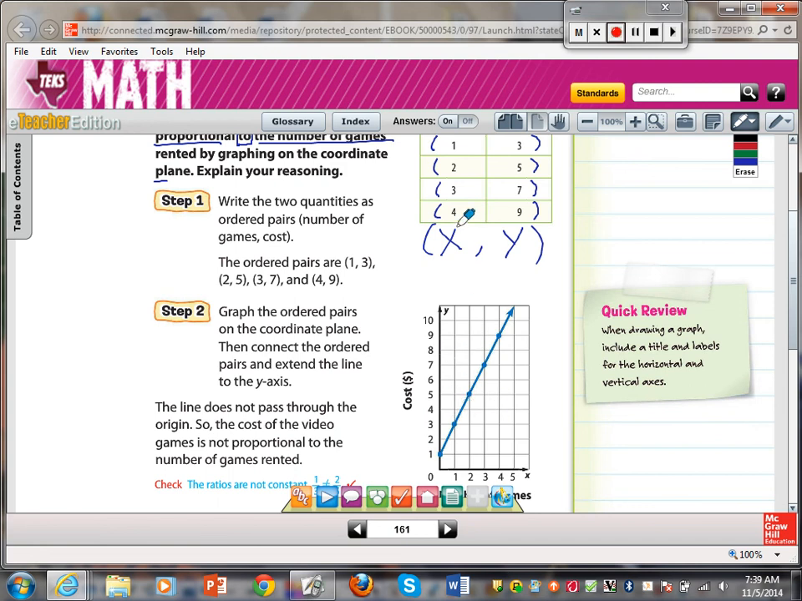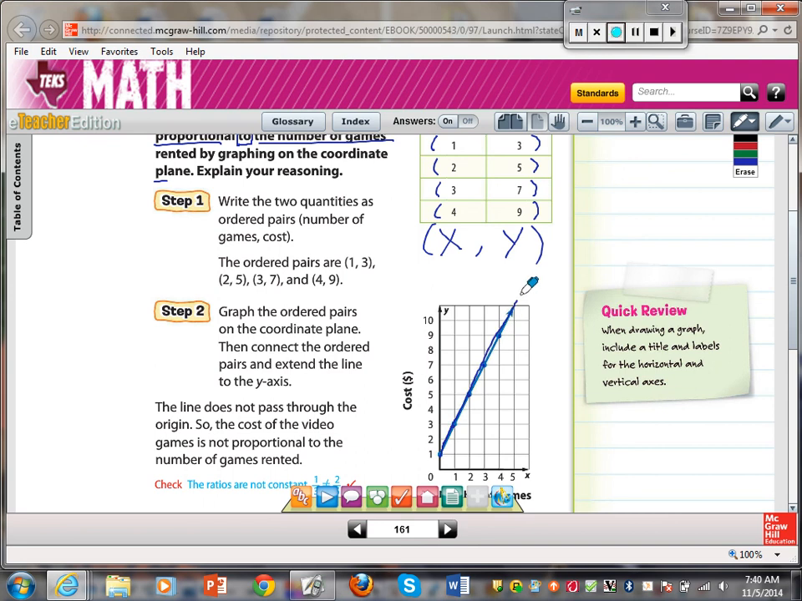The first one is at (1, 3). If you go 1 to the right, 3 up. The next one is (2, 5). 2 to the right, 5 up. Next one is (3, 7). 3 to the right, 7 up. And then (4, 9). And if you connect these points, starting at x equals 1, you happen to get another straight line.